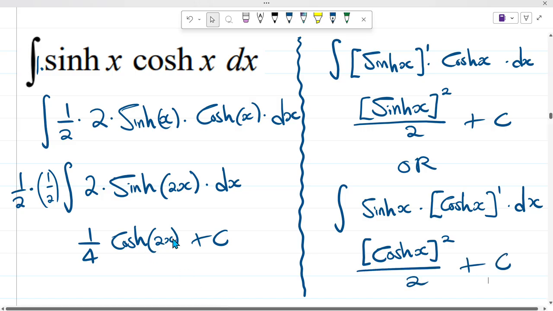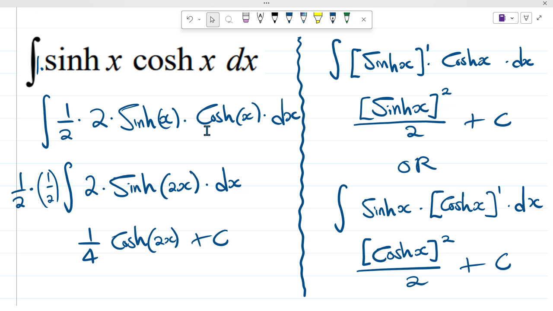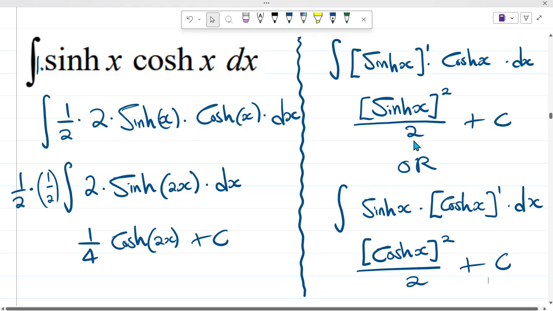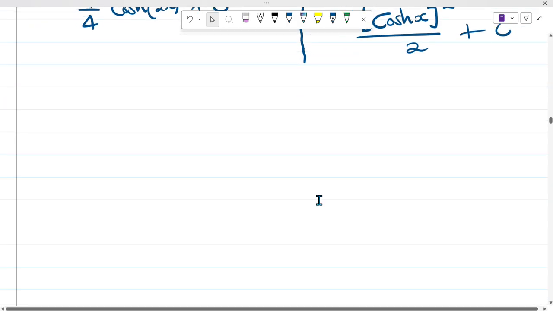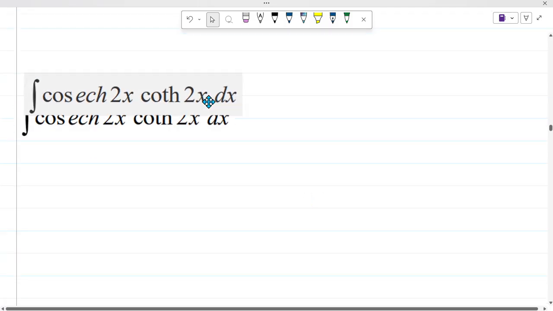Ta-da! You are done. All of these answers look different, but they are the same answers. You can differentiate them if you want. You'll see that you'll go back to the same thing. Hence, I always repeat that you can have 3 different answers for one integral question, and all of those answers will be the correct answers for that particular question that you're dealing with. So that's just integration. Makes sense, right? Anyway, let's quickly continue. That was just me trying to show you how you can solve that one.